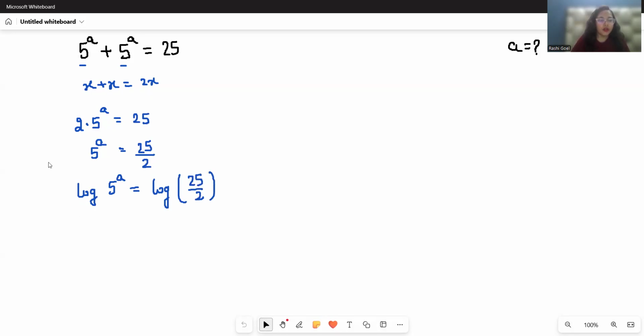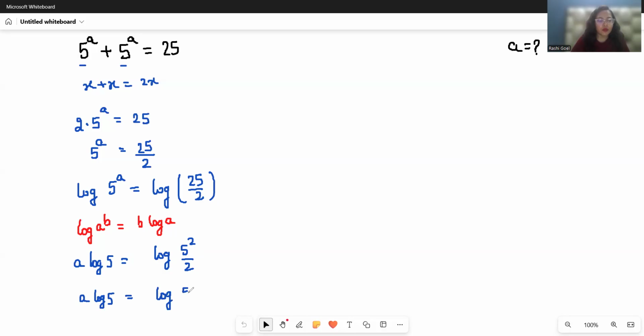According to the log rule, log a power b, we can write it as b log a. So our left hand side becomes a log 5 is equal to log 25 by 2. I can write 25 as 5 square by 2. So a log 5 is equal to log 5 square by 2. Now another log rule, log a by b, we can write it as log a minus log b.